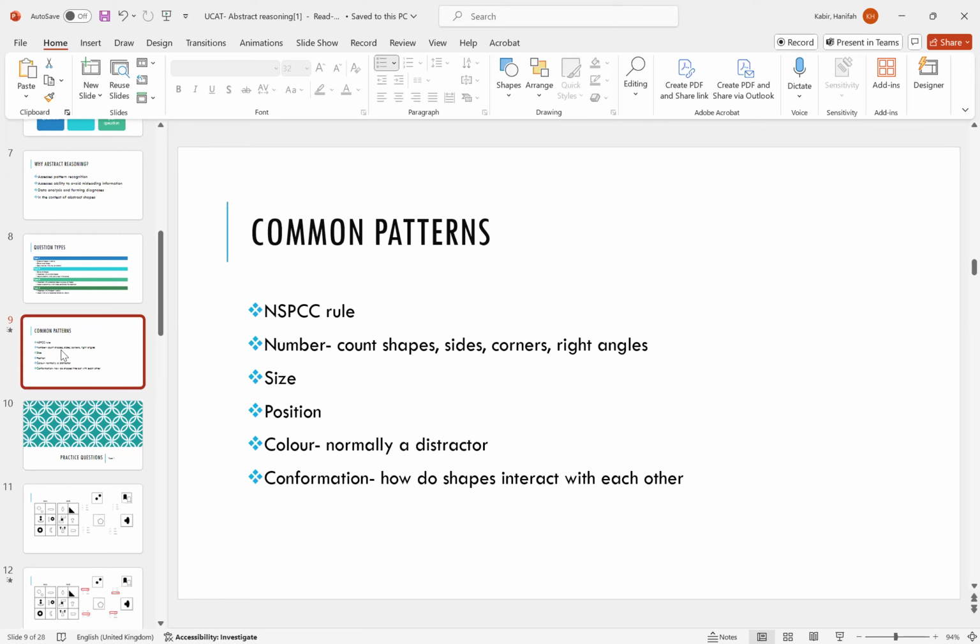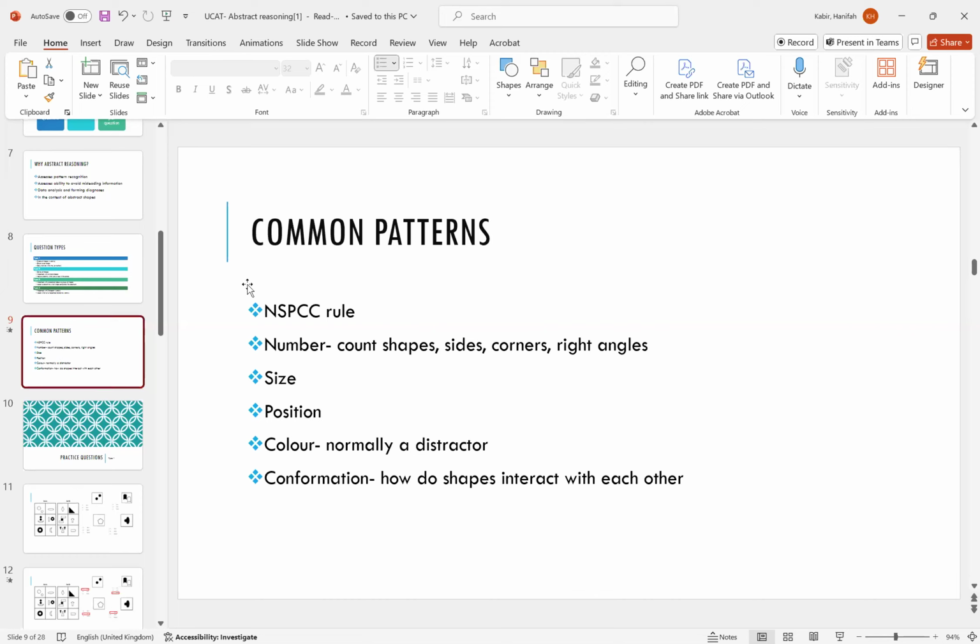Okay. When you're looking at your two simplest boxes in A or B, maybe spend 5 seconds seeing if anything stands out. If not, use the acronym NSPCC. Okay. So that's number, size, position, color, conformation. And there's various patterns within that. So for example, with number, it could be the number of sides, the number of shapes, the number of black shapes, the number of corners, the number of right angles, the number of curved shapes.